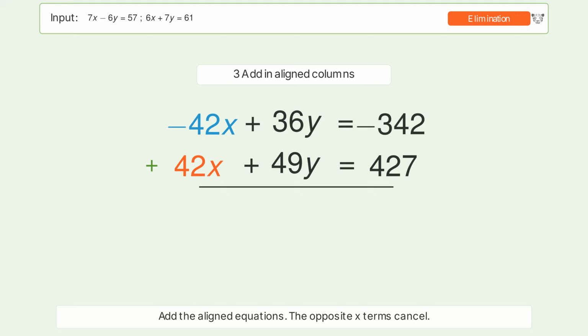Multiply every term in the second equation by 7. Multiply the x term by the same factor. Now multiply the y term by that factor. Finally, multiply the right side too.